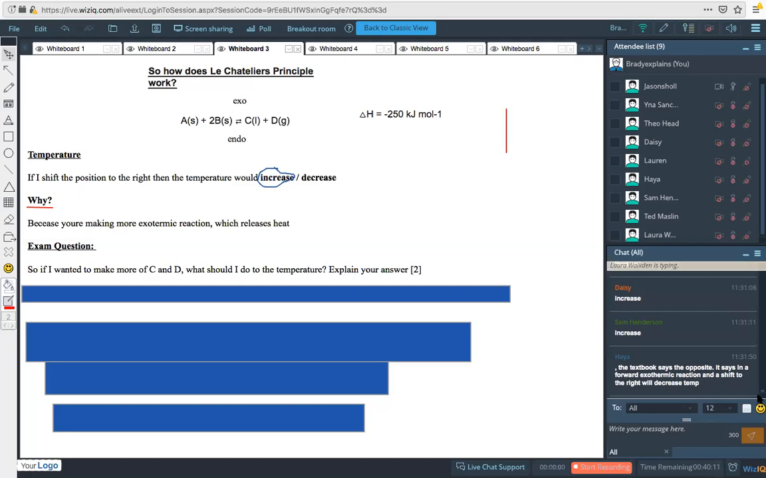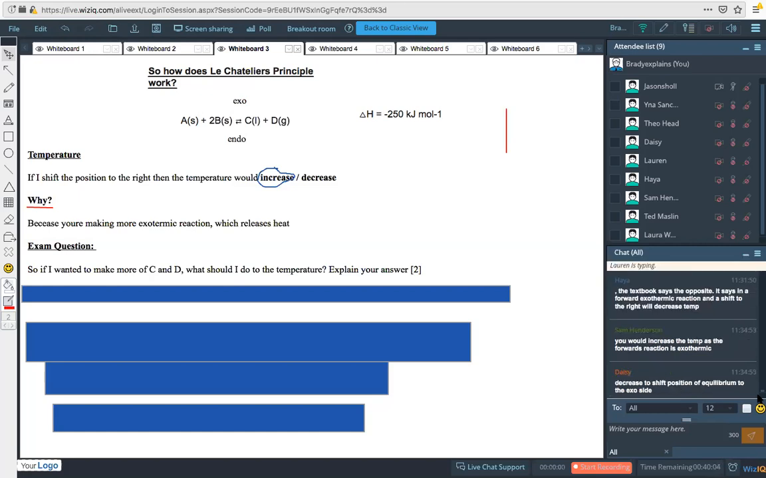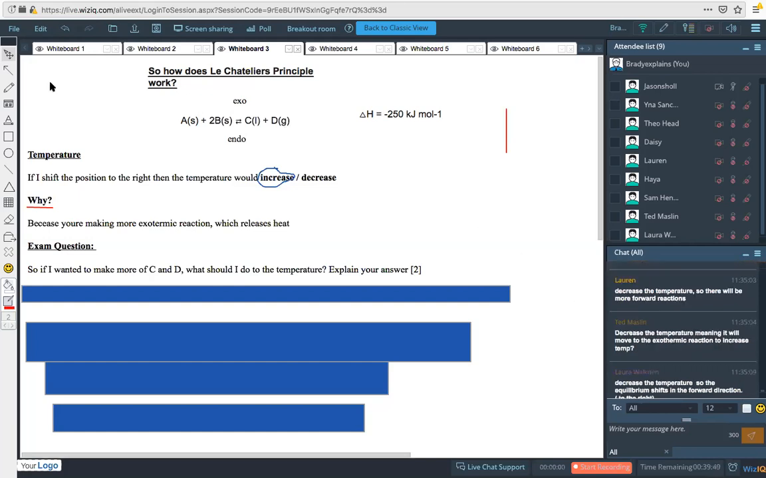Okay, guys, when you're ready, if you want to press enter. We've got definitely two schools of thought here, haven't we? Okay, let's go through this. Definitely, again, this is not bad at all. So let's have a think about this.